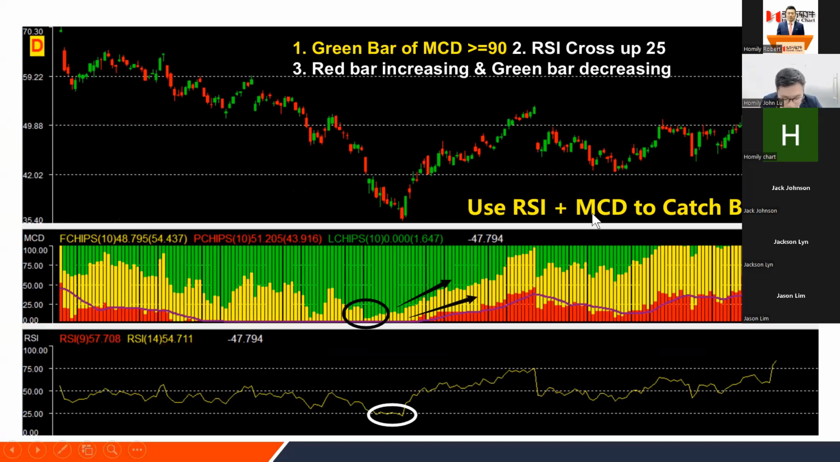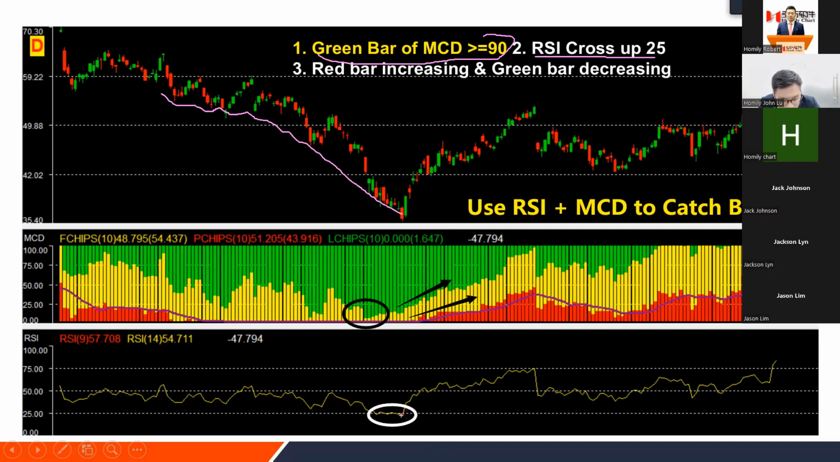Number 1, how to use the RSI together with the MACD to find the bottom. We hope we can catch the real bottom. So all the way the price drops, then the green bar MACD goes more than 90. Wow, very low, and many people are trapped and lose money. Then later I see the RSI cross up 25. You see, touch and below, never enter.